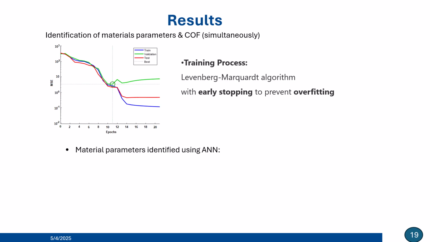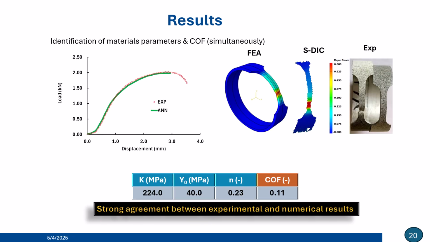Using the experimental force displacement curve as input to our trained ANN, we simultaneously identified the key material parameters and the coefficient of friction. The ANN training utilized the efficient Levenberg-Marquardt algorithm combined with early stopping to prevent overfitting, ensuring robust parameter identification. To validate these identified parameters, we performed a verification analysis comparing simulation predictions with experimental results.